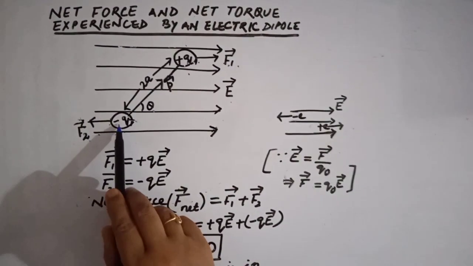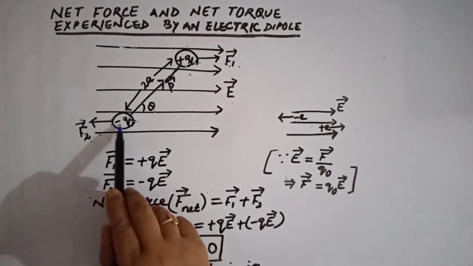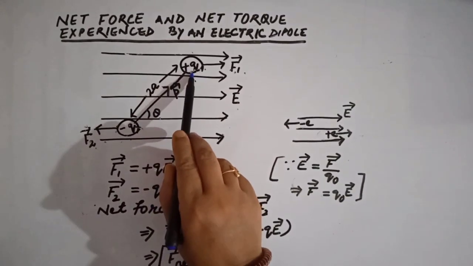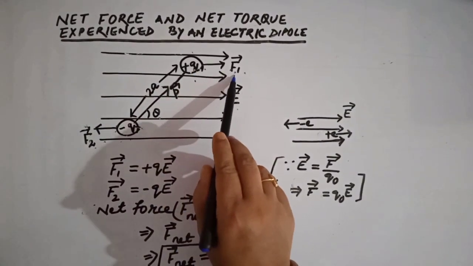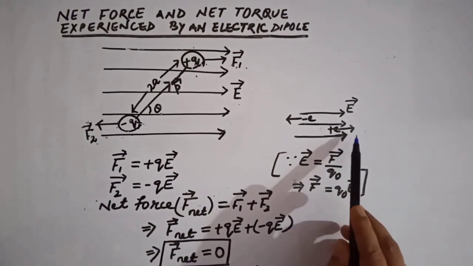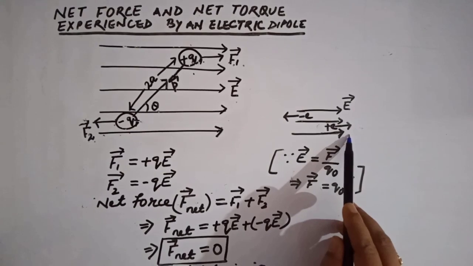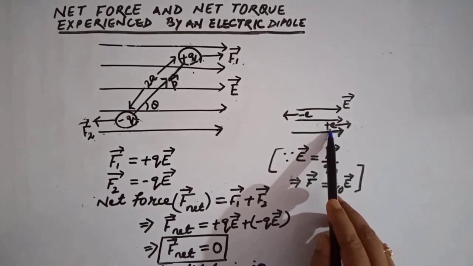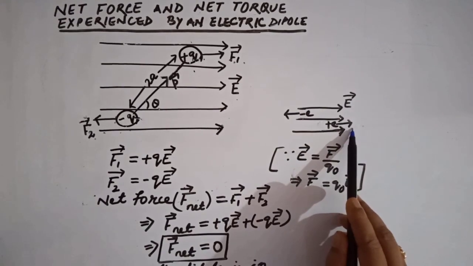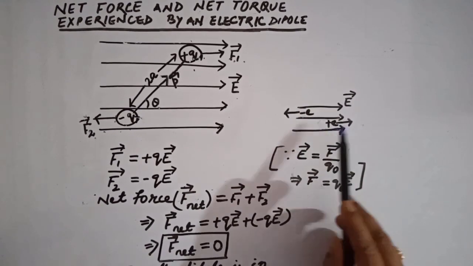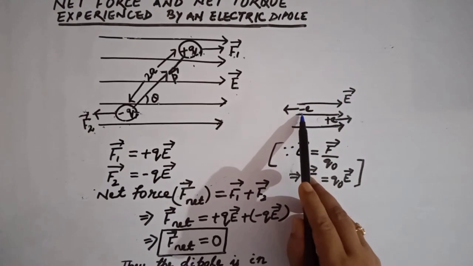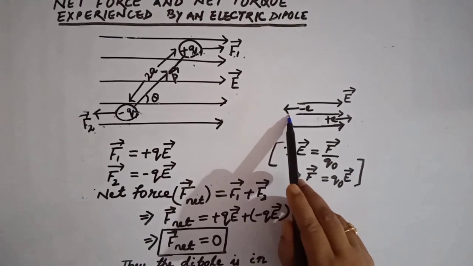The minus q charge experiences a force opposite to the electric field. The plus q charge experiences a force in the same direction as the electric field. Let's consider the electric field is along the x-axis. A proton placed here, having positive charge, experiences force in the same direction as the electric field, and an electron, being negative, will experience the force opposite to the electric field.